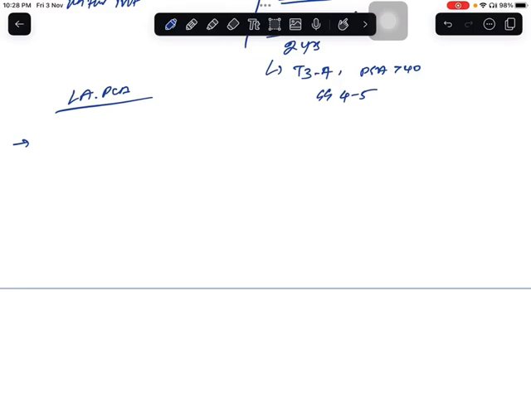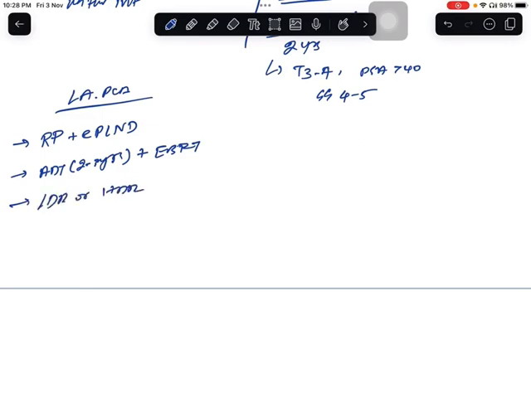Here also, if possible, we can do radical prostatectomy plus extended pelvic lymph node dissection as a part of multimodal therapy, or ADT, that is long term, 2 to 3 years, plus external beam radiotherapy. If you have brachytherapy, that is low dose rate or high dose rate brachytherapy along with external beam radiation, it's the same as the high risk group, plus androgen deprivation therapy 2 to 3 years.